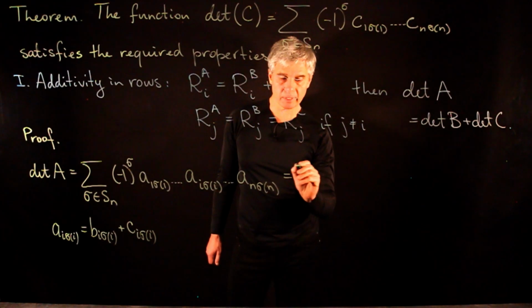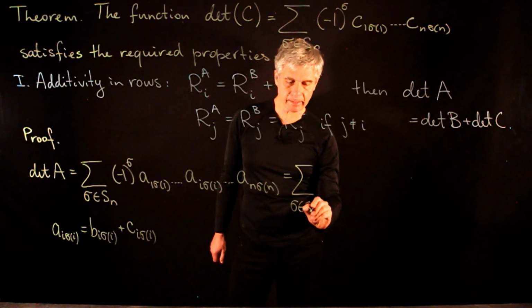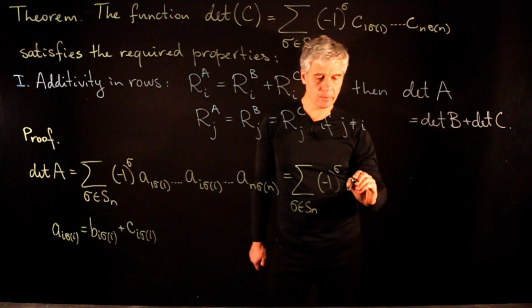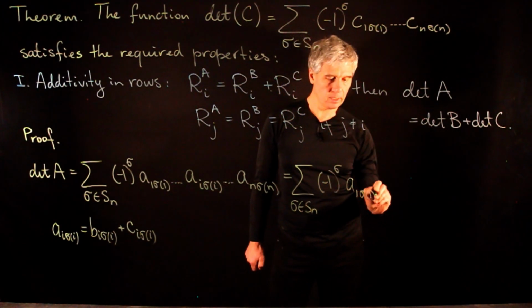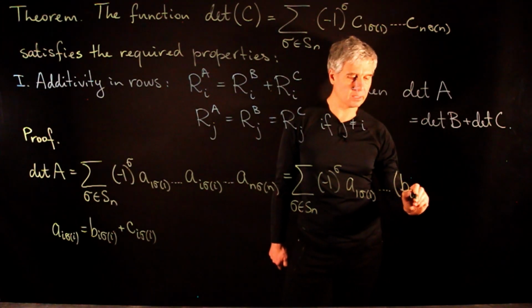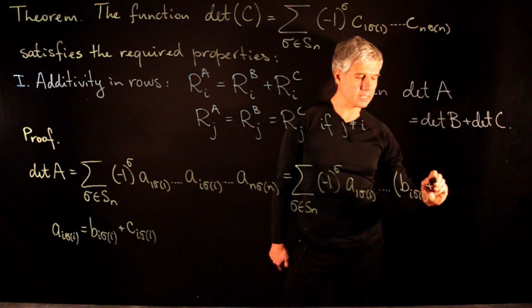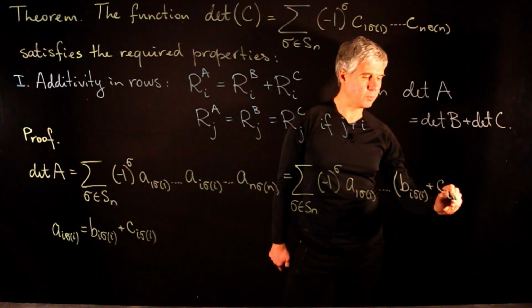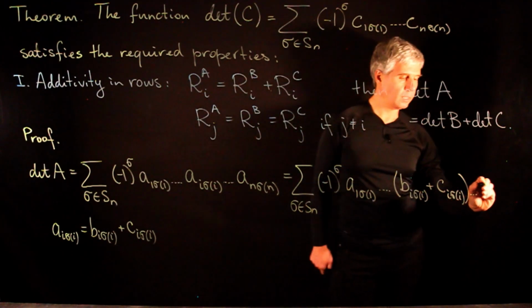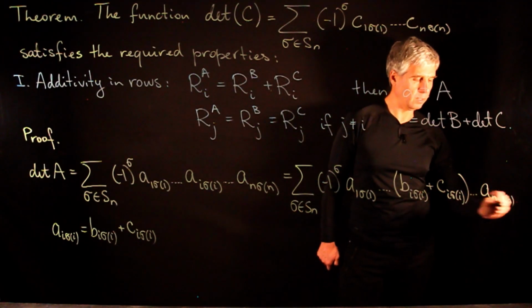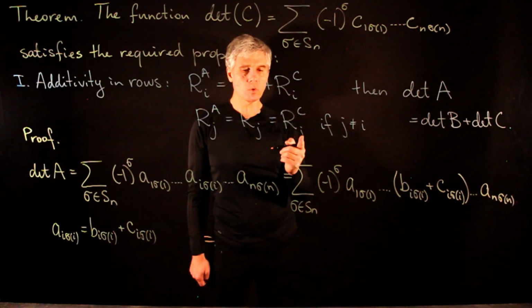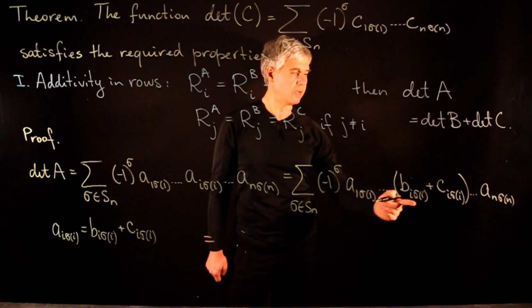And then this becomes the sum over σ in S_n of (-1)^σ a_{1,σ(1)} ... (b_{i,σ(i)} + c_{i,σ(i)}) ... a_{n,σ(n)}. So we see that all other rows in matrices A, B, and C are the same.